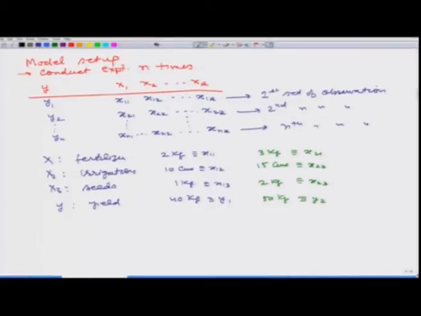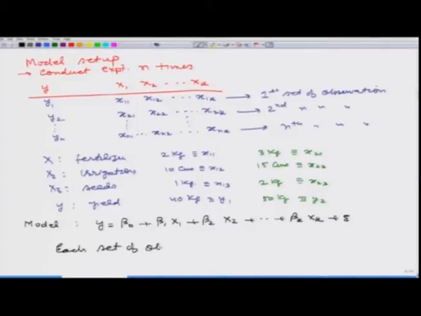Now if you see, we have here a model which is y is equal to beta 0 plus beta 1 x1 plus beta 2 x2 plus up to beta k xk plus epsilon, right. Now, we assume that each set of observations satisfies this model.